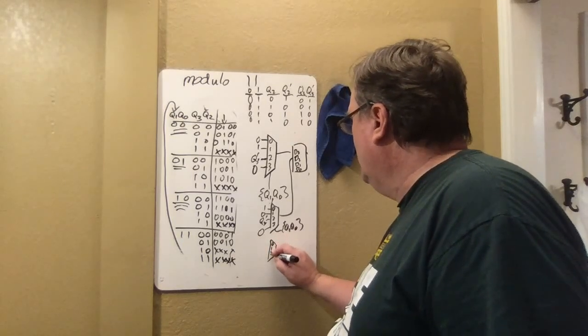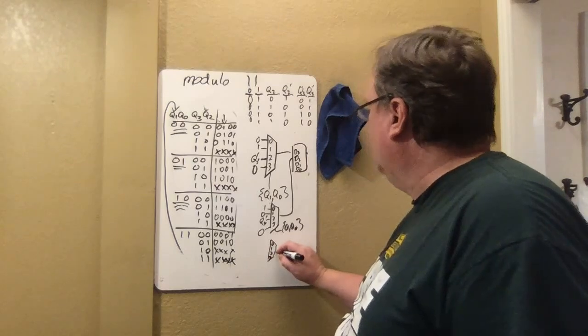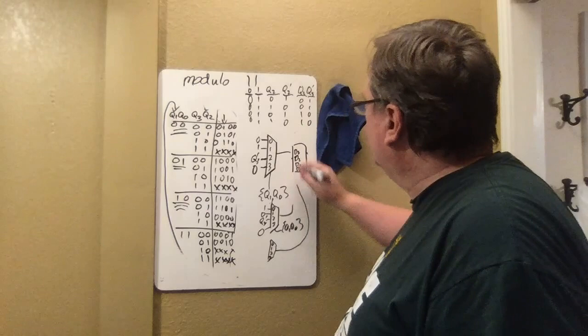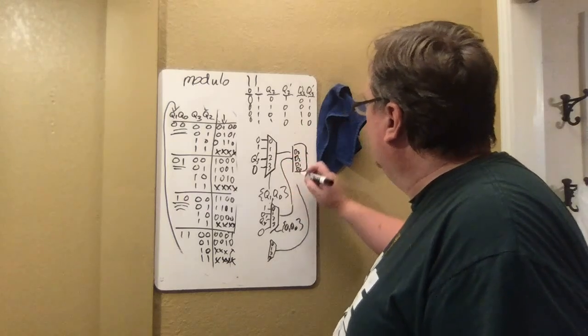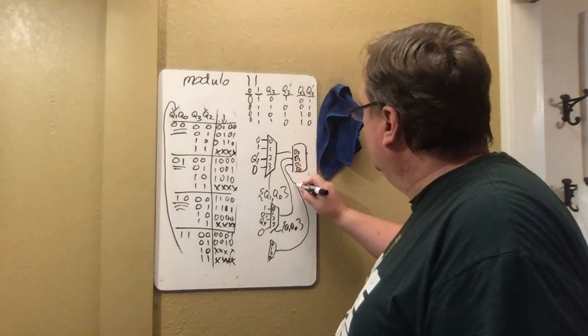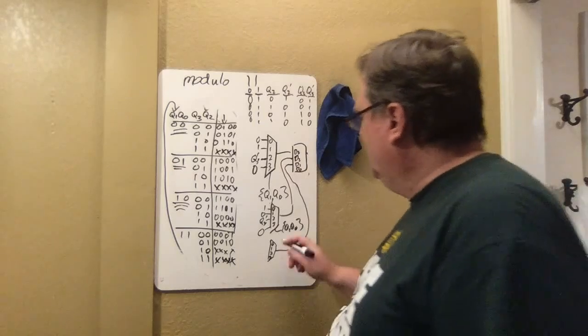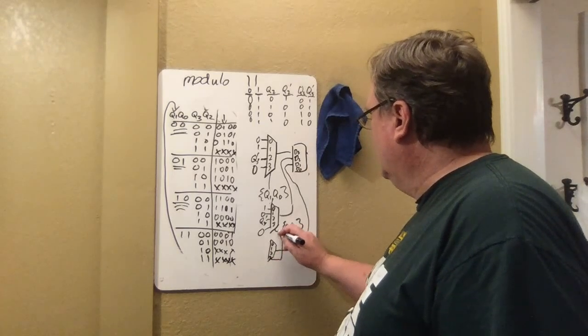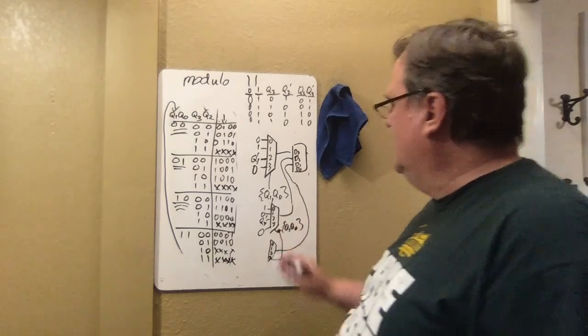0, 1, 2, 3. So following the same order. Should make this bigger, just so I have room to connect these. And again, this comes up with icing.